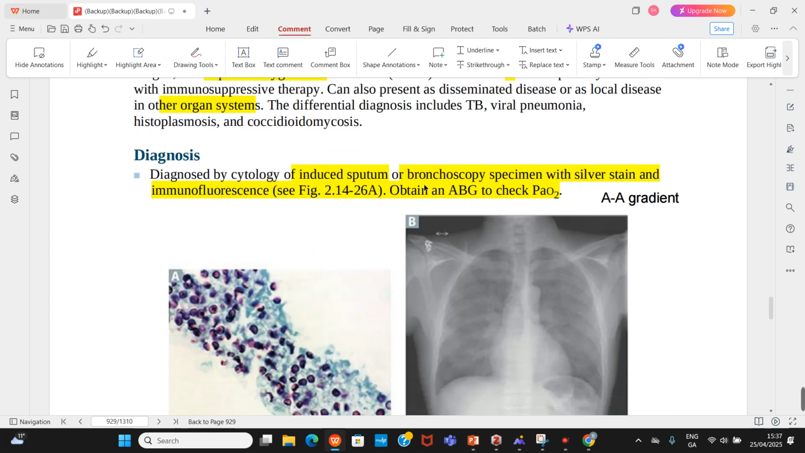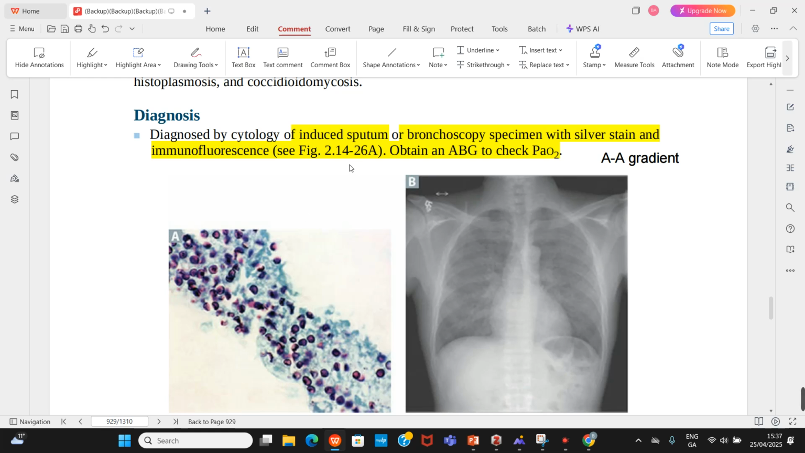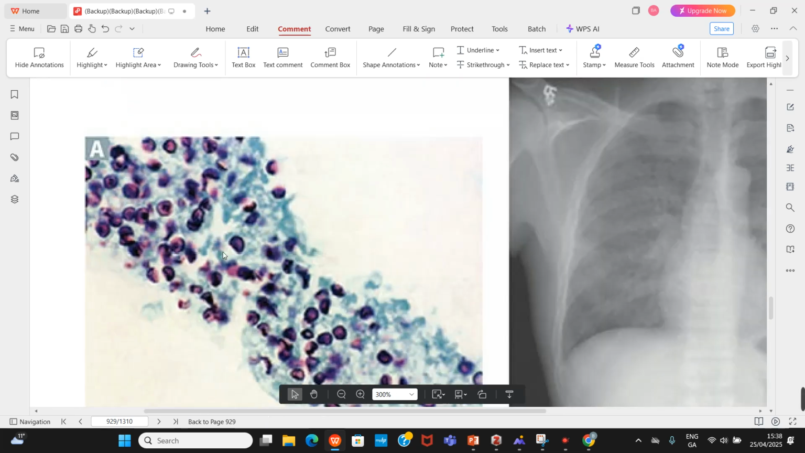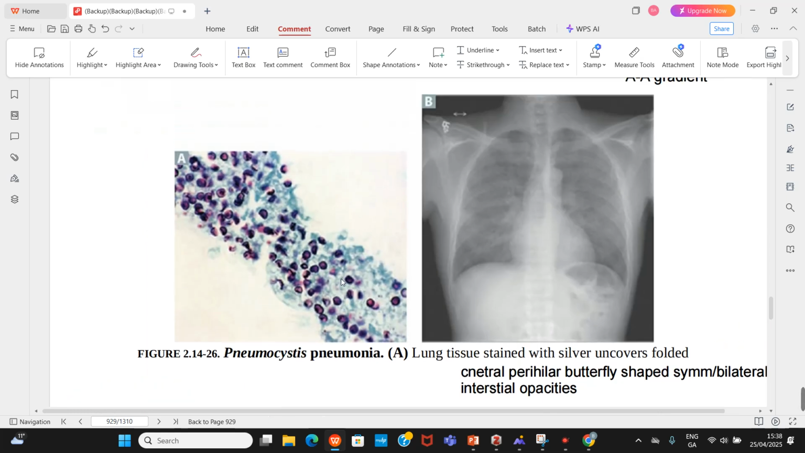And if we do a cytology of the sputum, because the best next step is a sputum culture to see whatever is happening there. If it's a pneumonia, you see the organism that is involved. So if we do induced sputum and we stain it with the silver stain, we are going to be seeing disc-shaped yeast, which is in keeping with Pneumocystis pneumonia. These are the disc-shaped yeast for Pneumocystis pneumonia.